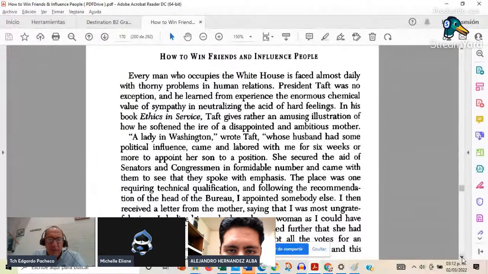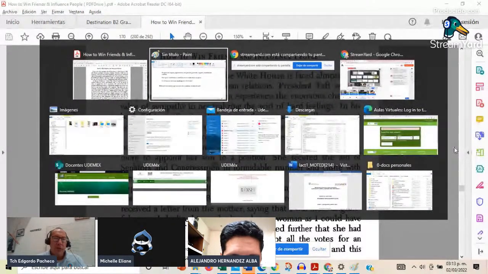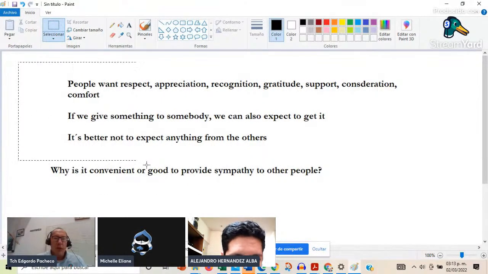Every man who occupies the White House is faced almost daily with thorny problems in human relations. President Taft was no exception, and he learned from experience the enormous chemical value of sympathy in neutralizing the acid of hard feelings. In his book Ethics in Service, Taft gives the reader an amusing illustration of how he softened the ire of a disappointed and ambitious mother.